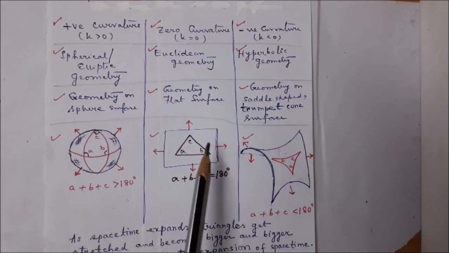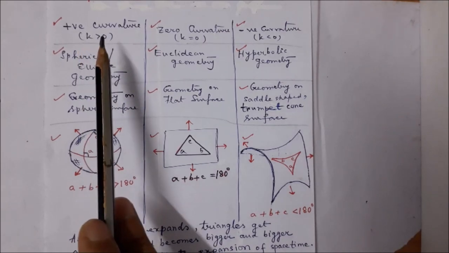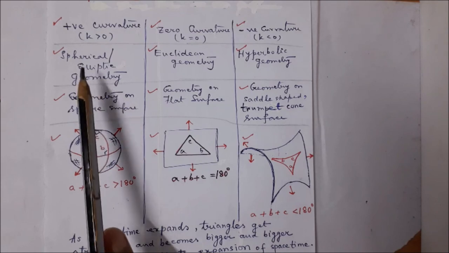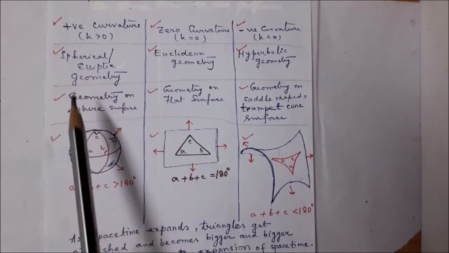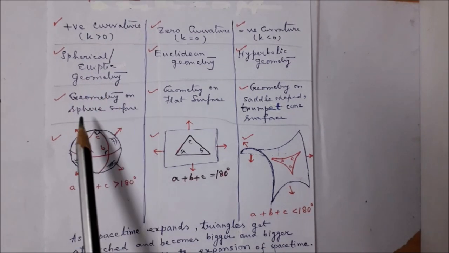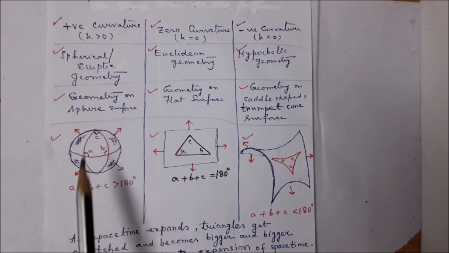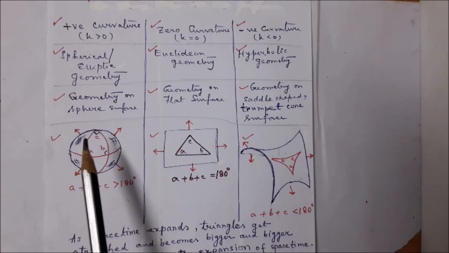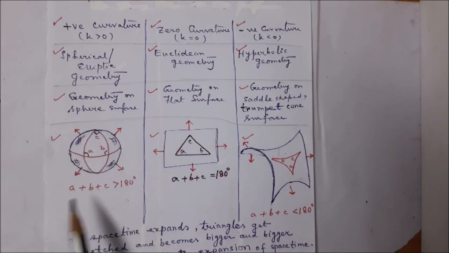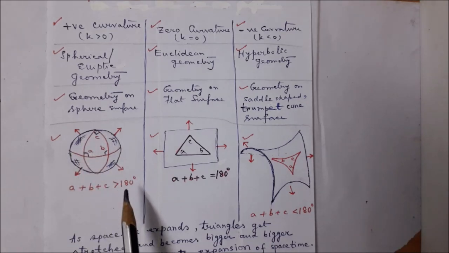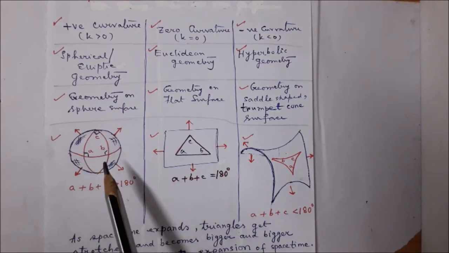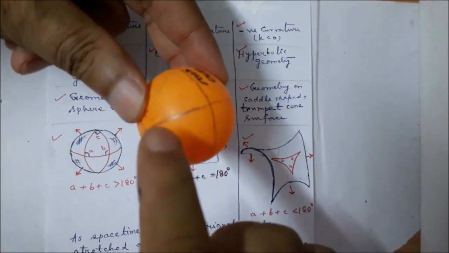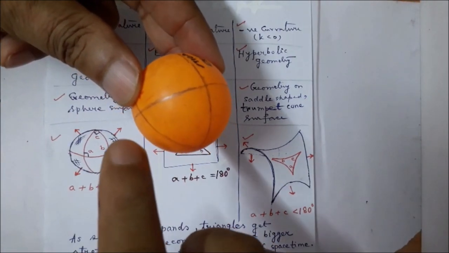If the universe has a positive curvature, then the geometry it satisfies will be called spherical or elliptic geometry, and it is the geometry on a spherical surface. As shown in a 2D spherical surface, the three angles of a triangle add up to greater than 180 degrees. This can be straight away demonstrated if we look at this sphere, where we have drawn three great circles all passing through the center.